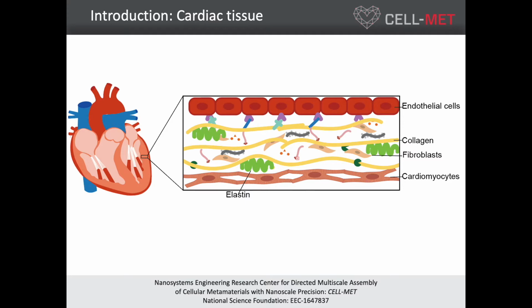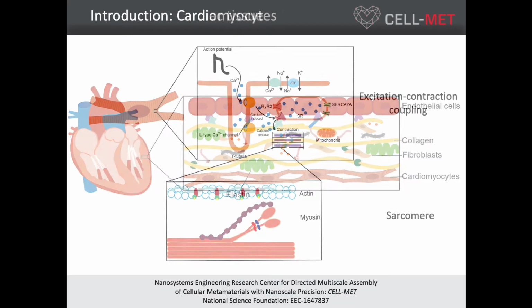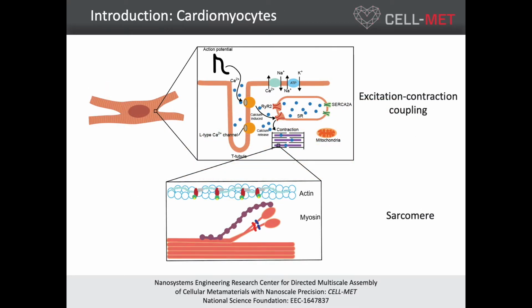In the matrix, there are also growth factors, which are soluble factors that are involved in cell-to-cell signaling, and also MMPs, which are enzymes that degrade ECM proteins during remodeling. In CellMet, we mainly focus on cardiomyocytes, although all parts of cardiac tissue are important to understand tissue structure and function.